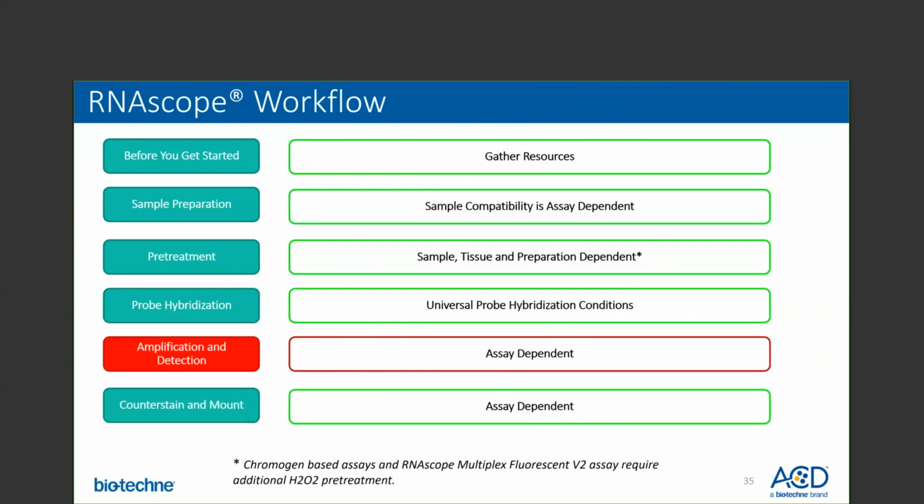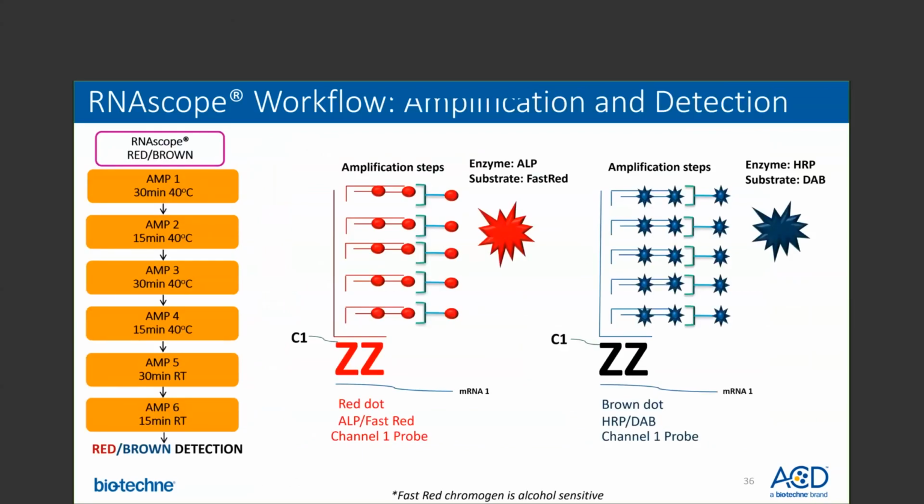Next, we will take a detailed look into the steps required for building of the amplification tree and detection. These steps are assay dependent. First, we will take a look at the amplification and detection of the RNAscope single-plex red and brown assays. After probe hybridization, there are subsequent AMP steps.